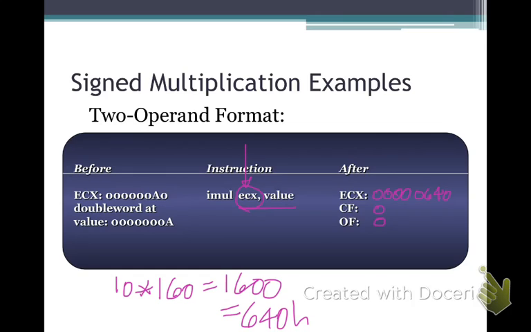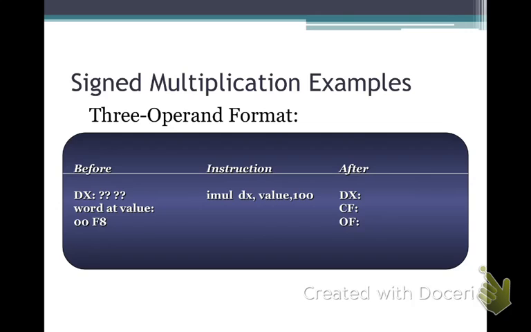Okay, let's look at one where we look at three operand format. Remember, in this case, a couple of things. DX is only the destination. These are the two things that are going to get multiplied together.